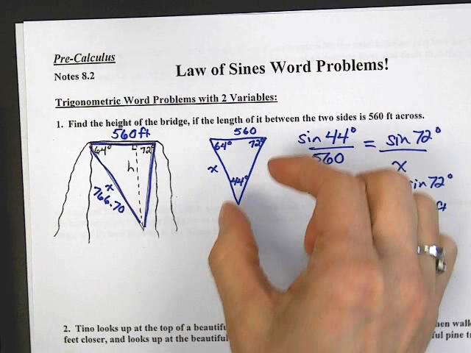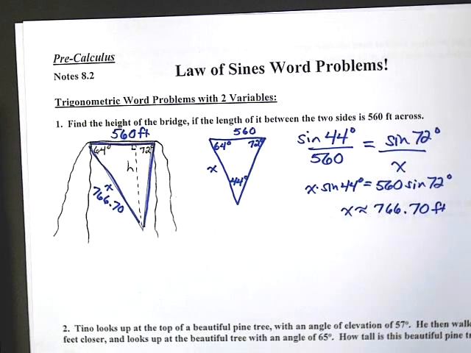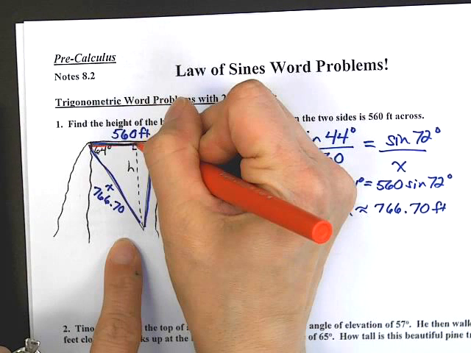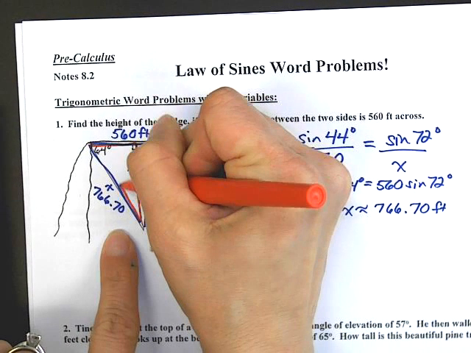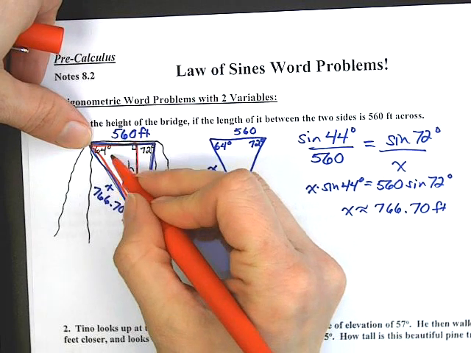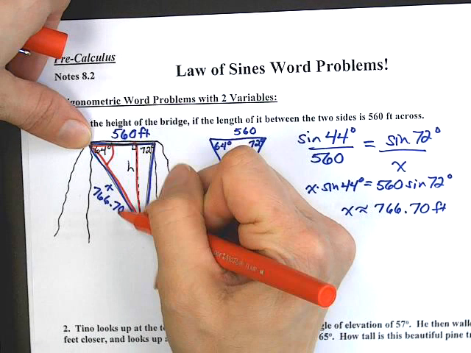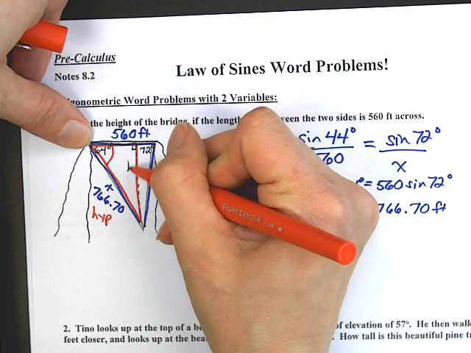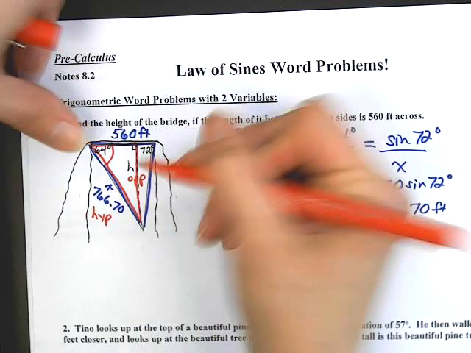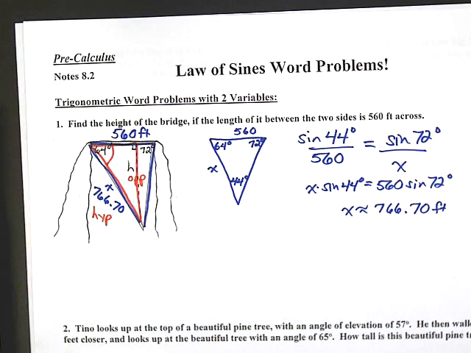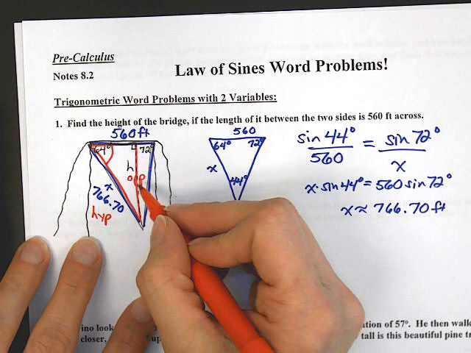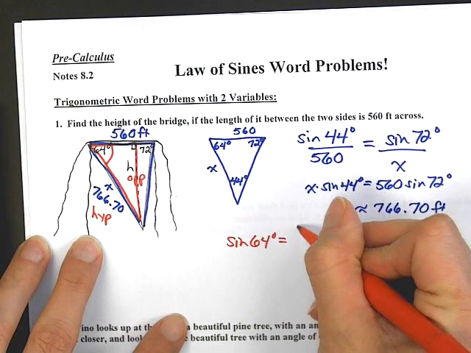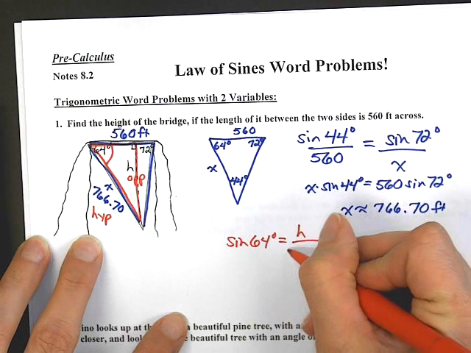Okay, well, why are we finding that side? I need to find something in the big triangle that will now help me solve to find something in this little triangle. So now I'm going to look at just this little right triangle right here. This is a right triangle. I've got an angle of 64 degrees. I know this, which is the hypotenuse, and I'm trying to find h, which is the opposite. So now this is just a basic SOH CAH TOA problem. Which trig function uses opposite over hypotenuse? Sine of 64 degrees is opposite h over hypotenuse 766.70.